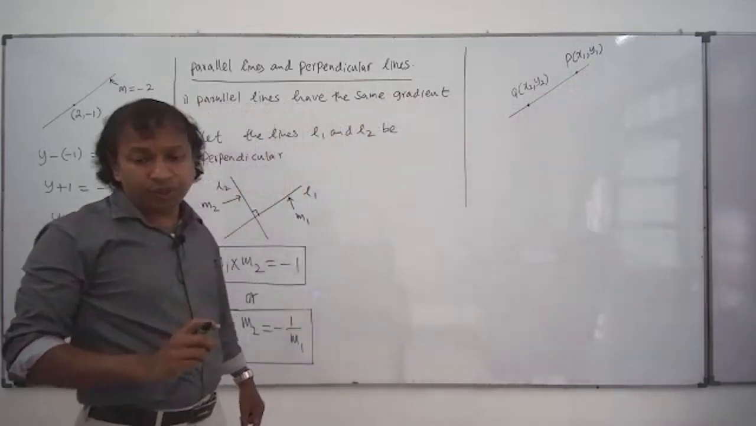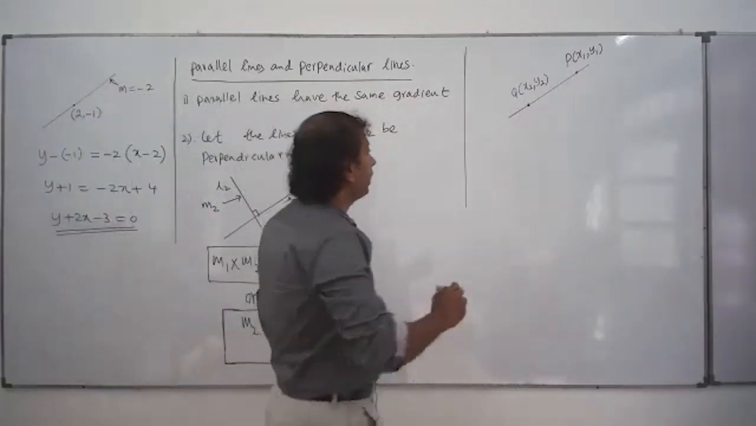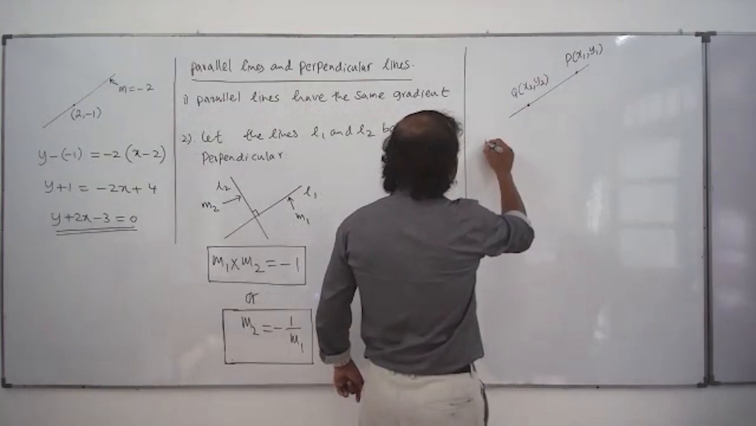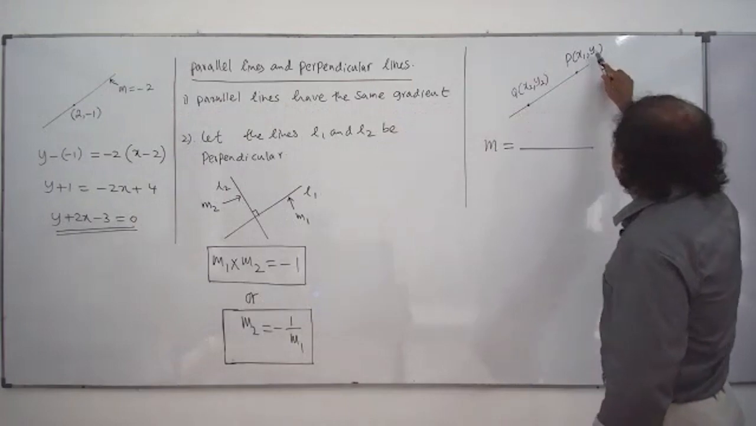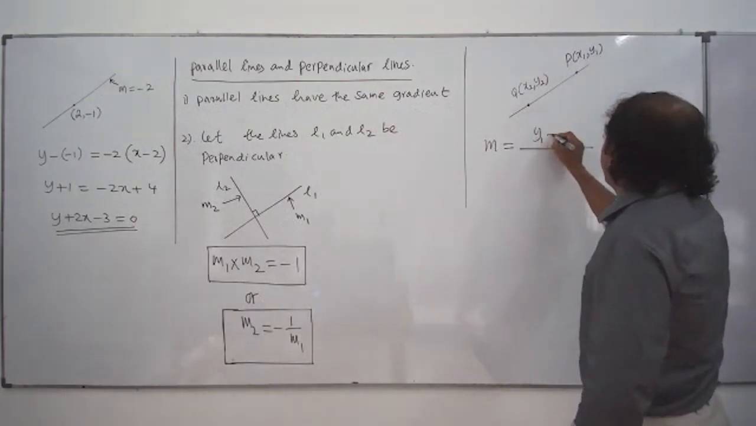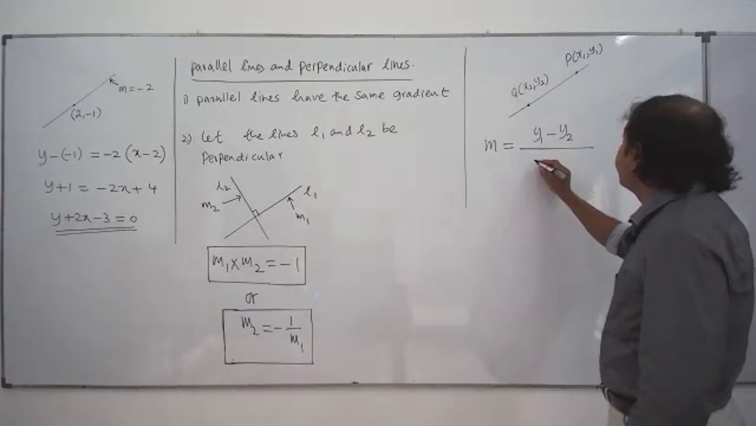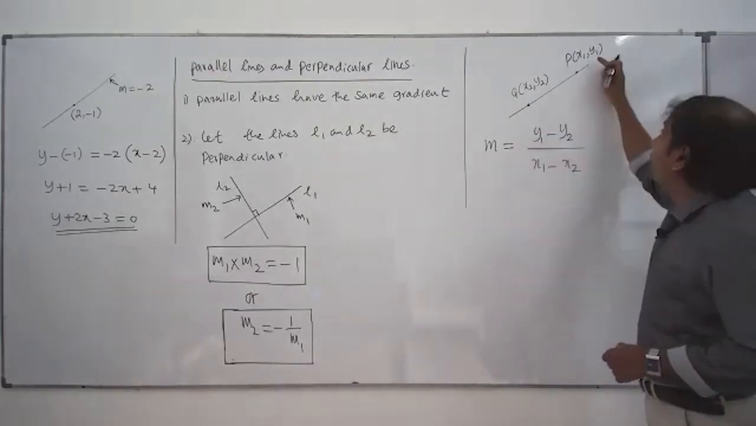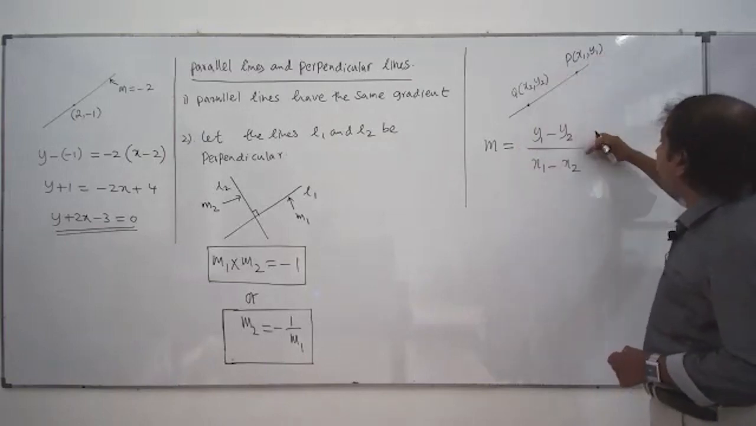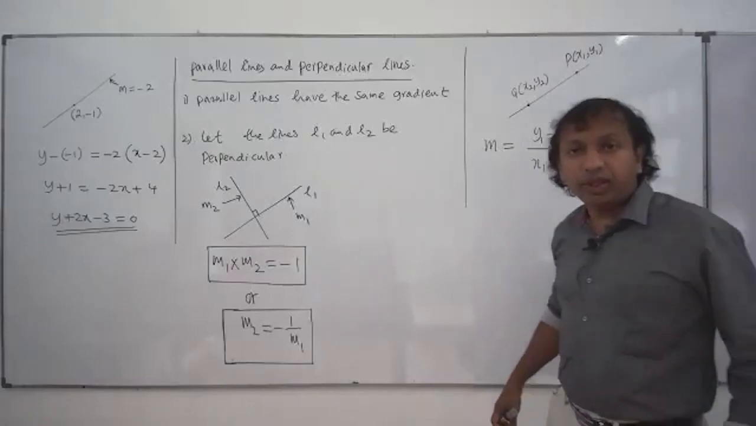By using the coordinates of this P and Q, we can find the gradient of the line. The gradient, suppose M, is equal to the difference of y coordinates, y1 minus y2, divided by the difference of the x coordinates of the same order, x1 minus x2. Understood? y1 minus y2 divided by x1 minus x2. This is how we find the gradient of that line.